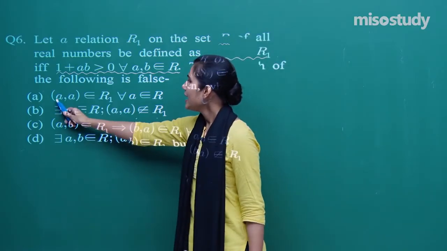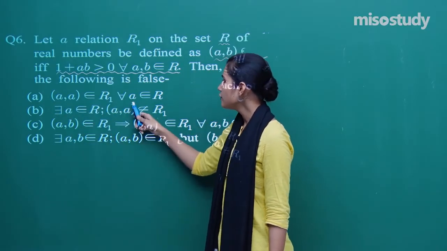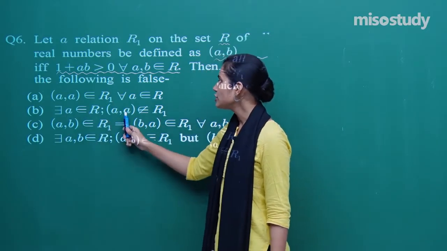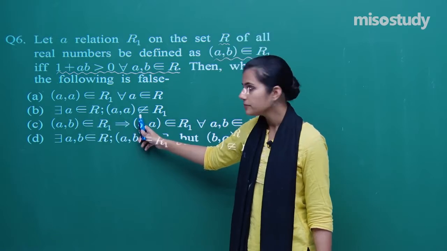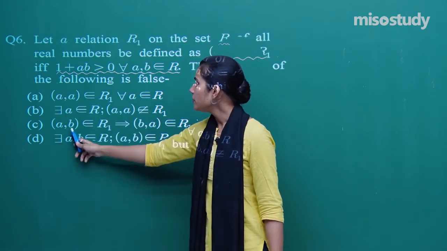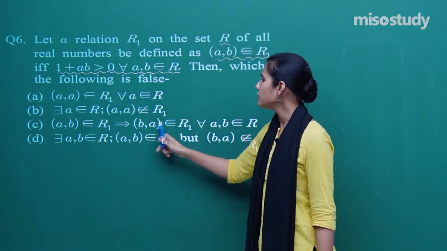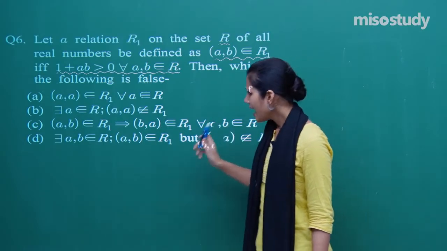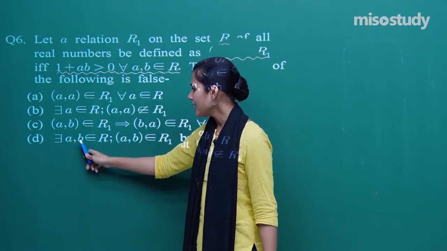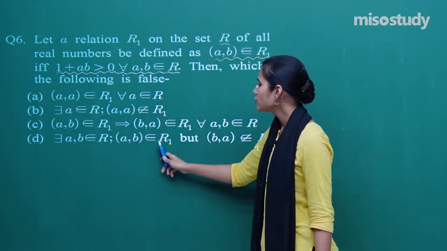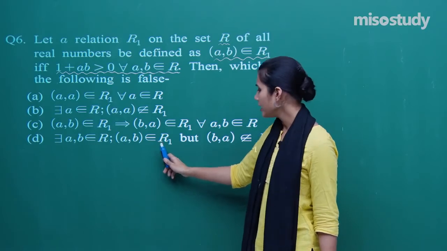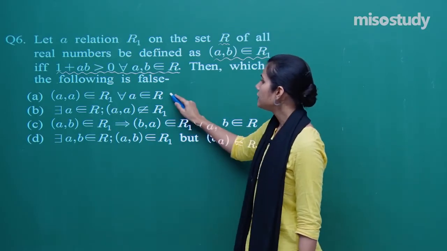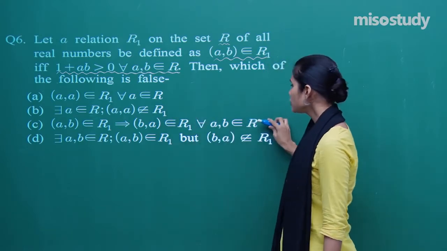It is saying a is related to a under the relation R1 for all a in the collection of all reals. Then it is saying there is some real number which is not related to itself under the relation R1. Then it is saying a is related to b under R1 implies b is related to a under R1 for all a, b in the collection of all reals. And it is also saying there exist some a and some b inside R such that a is related to b under R1 but b is not related to a under R1.